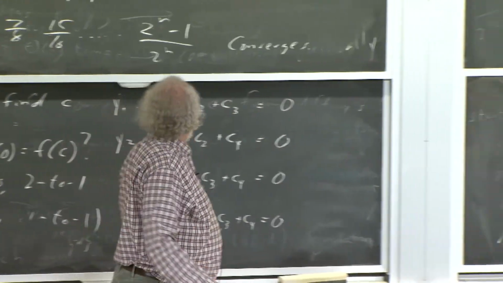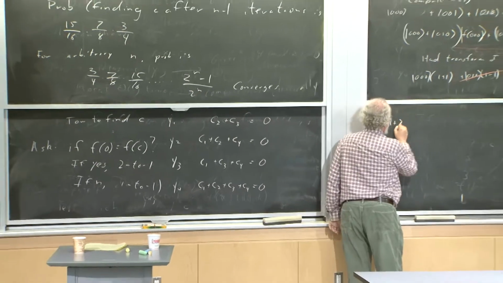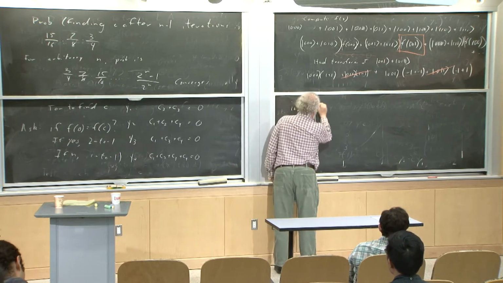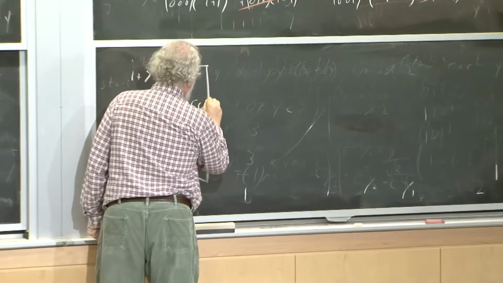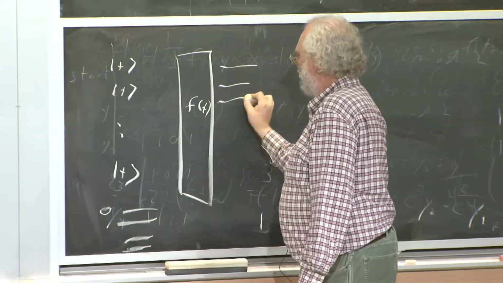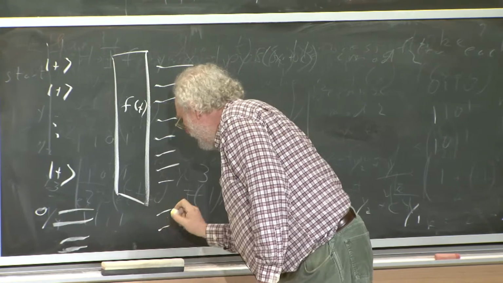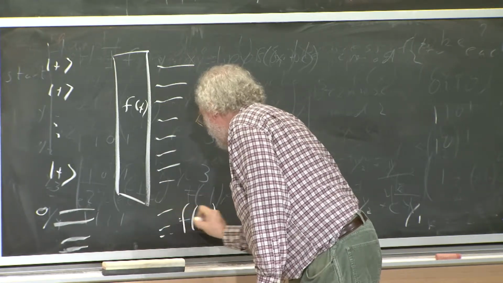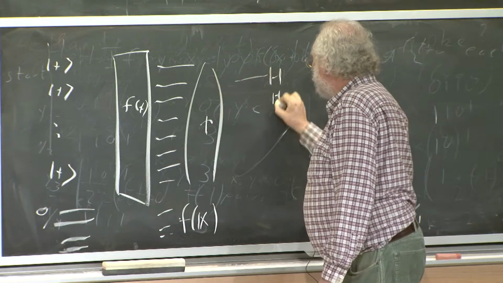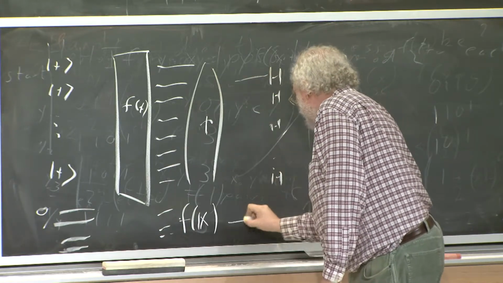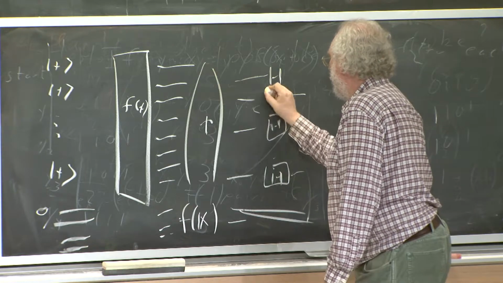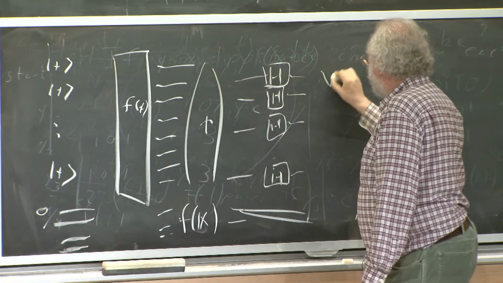So we started with plus, plus, plus. And now we compute f of x, and maybe I should put zeros here. And we get f of x, and I guess this thing is x. And then we do lots of Hadamards, and we don't do anything to this. And finally, we measure.